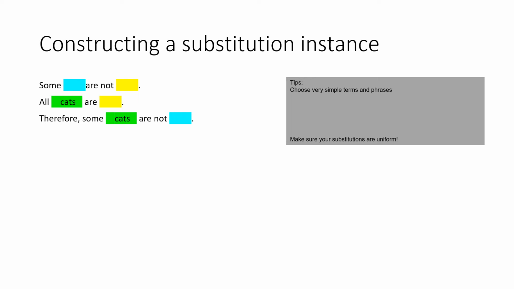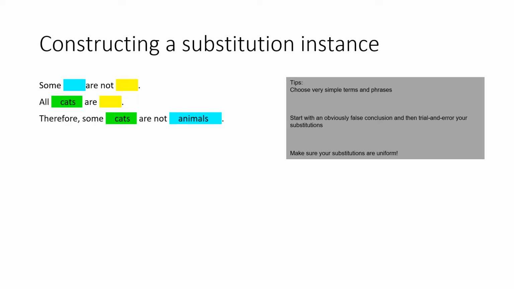In addition, always make sure that your substitutions are being made uniformly. That is, in my color coding case, this means that cats gets filled in everywhere there is a green blank, and also only where there are green blanks. And then the next step is to keep doing what we were just doing, but with the other blanks.